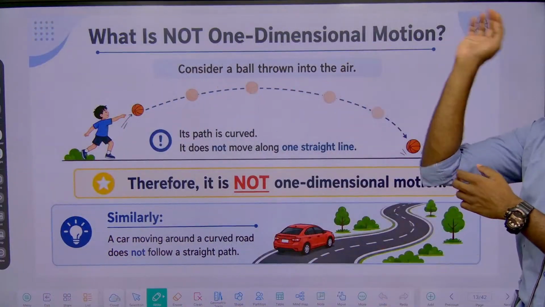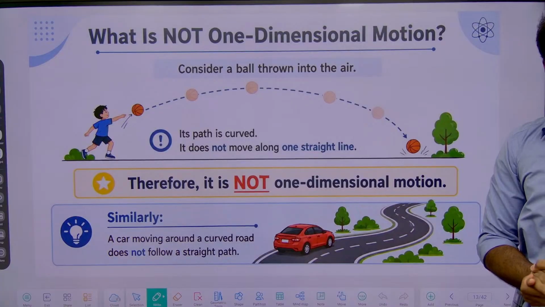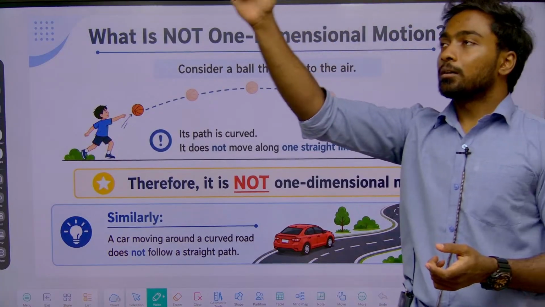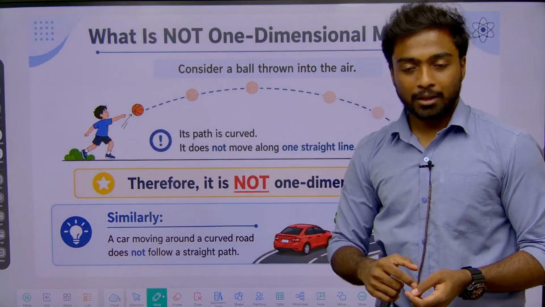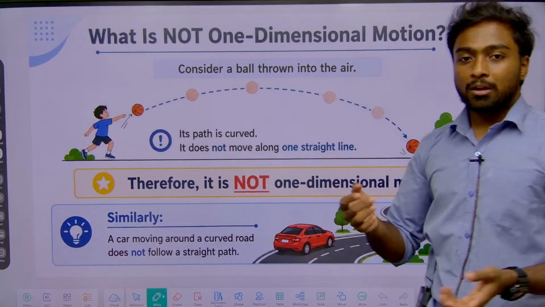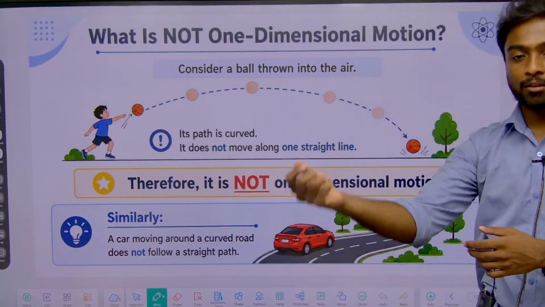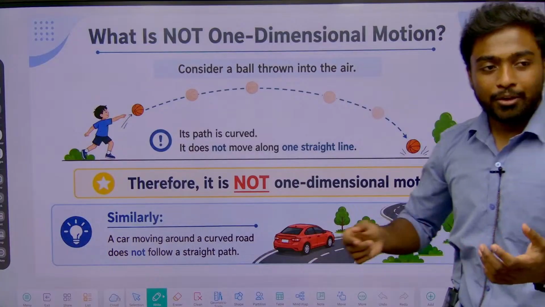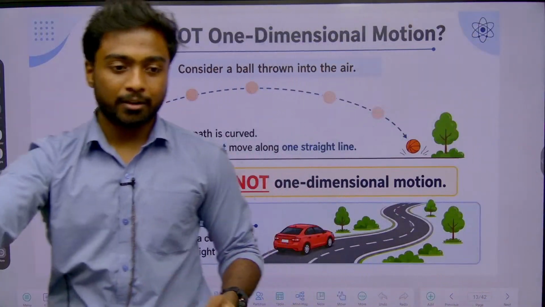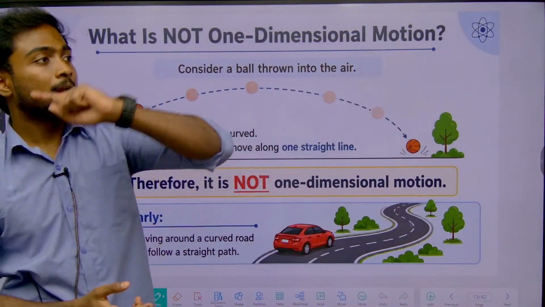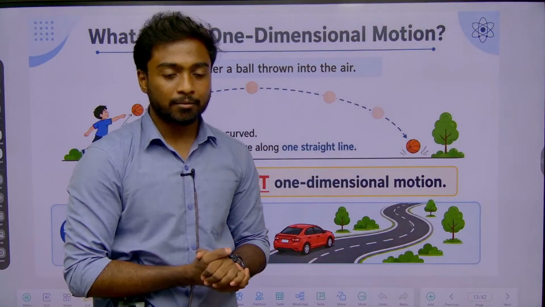In basketball, when we throw the ball, we put the ball in a curved path. Then volleyball, you are throwing a serve, right? Now you are giving a serve to the other side, so in which path will it travel? It will travel in a curved path.